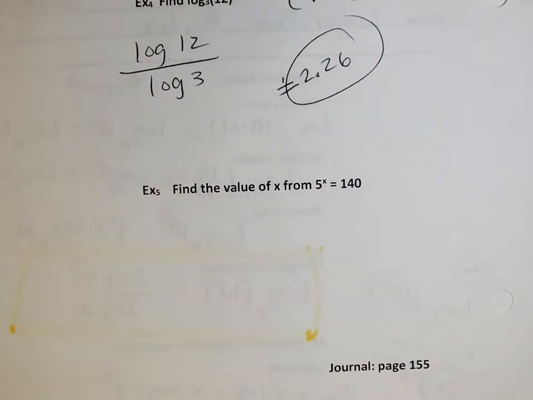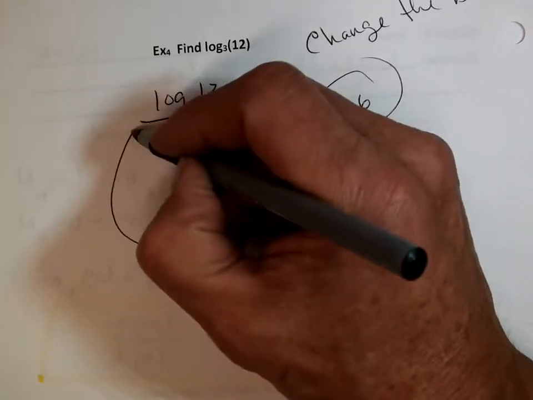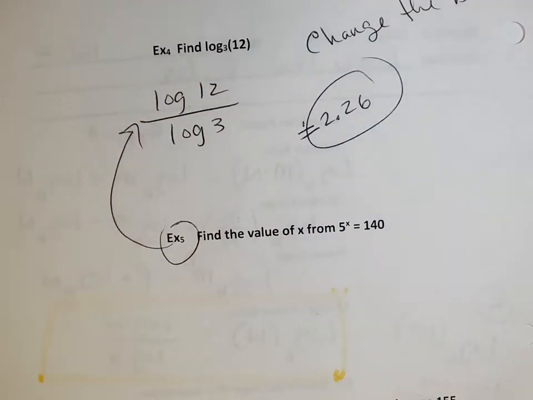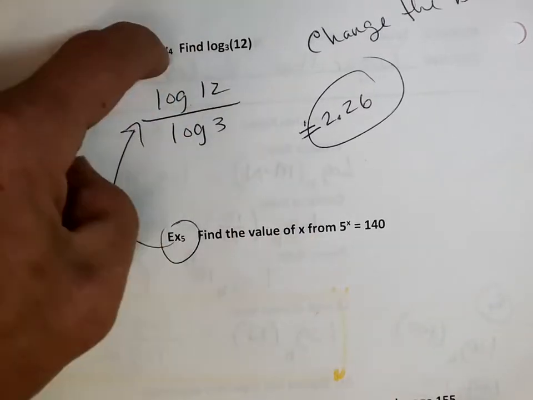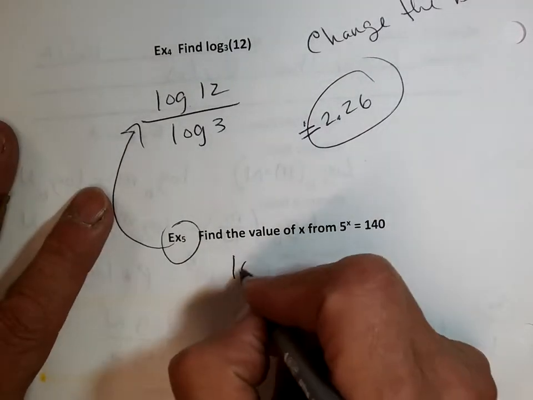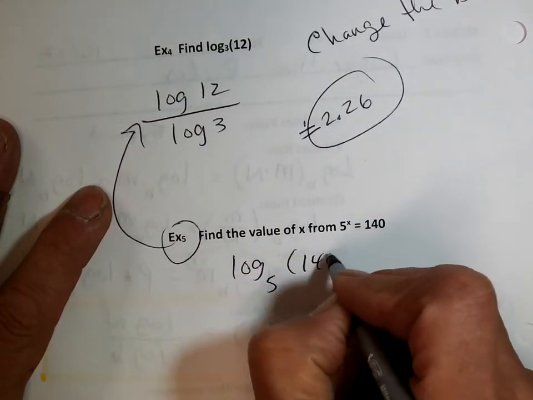So 5 to the x. Well, we can guess and check, but what I really want to do is example 5. I want to do it like example 4. To get the answer, I want to do 5 just like we did 4. But first, let's change it into a log, okay? I want to do this one exactly like this one. But first, let's rewrite it like log base 5 of 140 equals x.